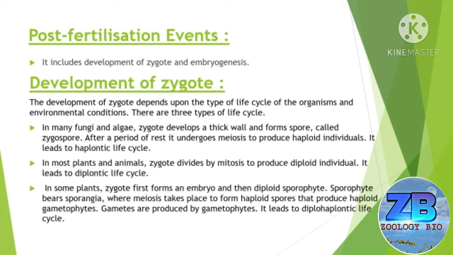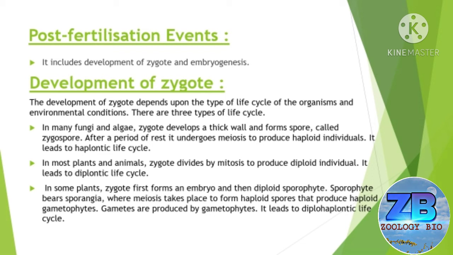And now the post-fertilization events. It includes development of zygote and embryogenesis. The development of zygote depends upon the type of life cycle of the organism and environmental conditions. There are three types of life cycle. In many fungi and algae, the zygote develops a thick wall and forms a spore called zygospore. After a period of rest, it undergoes meiosis to produce haploid individuals. It leads to haplontic life cycle.